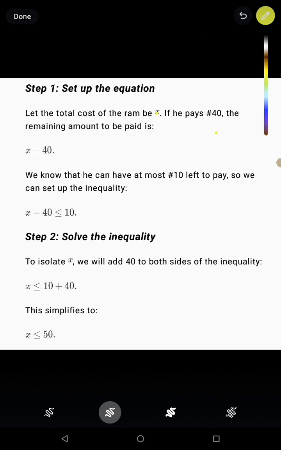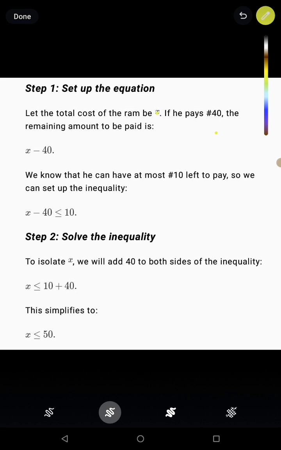Now for him to discover that he has what? If the total amount is x naira and you pay 40 naira, how much do you have remaining? Let's say something is 50 naira, I pay 40 naira. I have what? 10 naira remaining. That's 50 minus 40. So the same thing. If the total amount is x naira and I paid 40 naira, then I'm left with what? x minus 40 to pay.